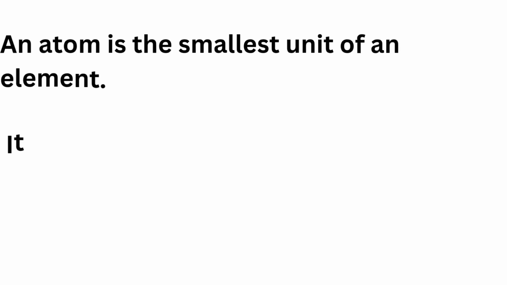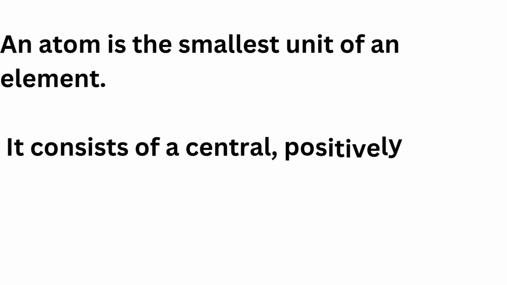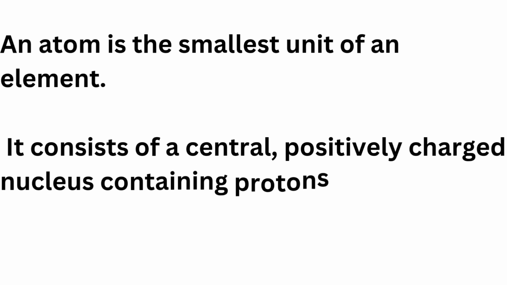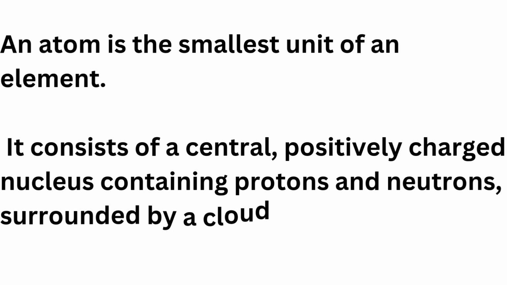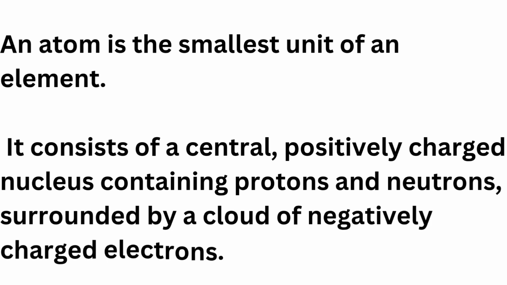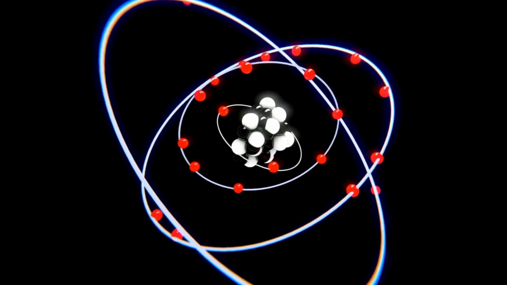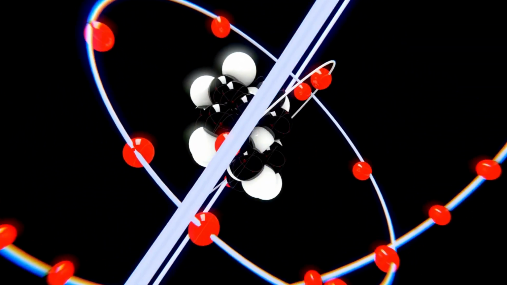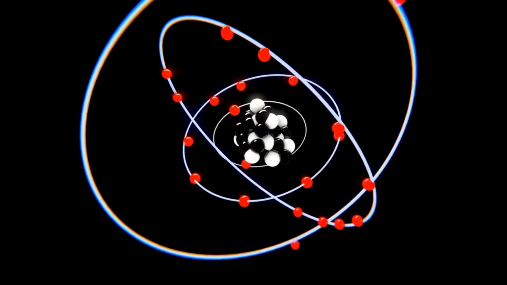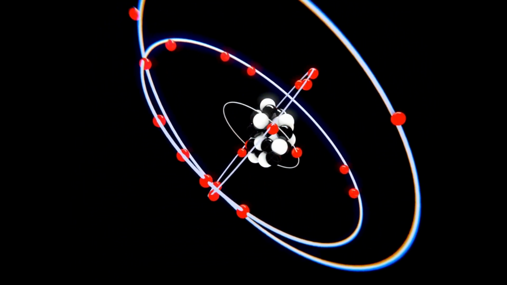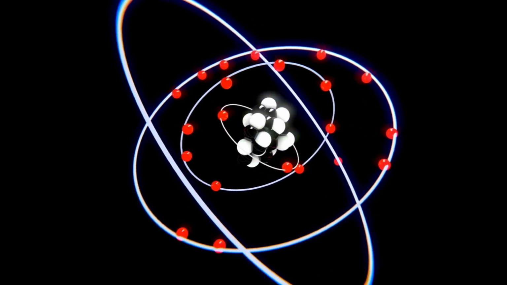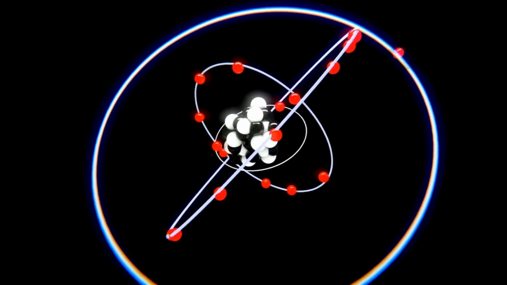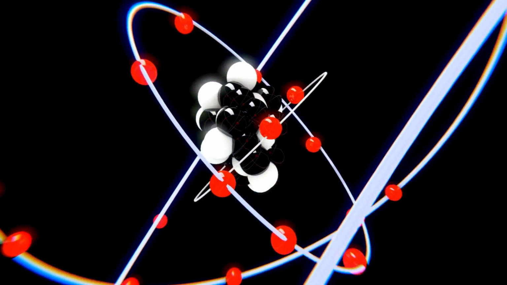An atom is the smallest unit of an element. It consists of a central, positively charged nucleus containing protons and neutrons, surrounded by a cloud of negatively charged electrons. The nucleus holds nearly all of an atom's mass, while the electrons occupy a much larger volume of mostly empty space. The clip-on display illustrates the atomic structure. The protons and neutrons in the nucleus are represented in black and white, respectively, while the electrons are represented in red, orbiting the nucleus in orbital shells.